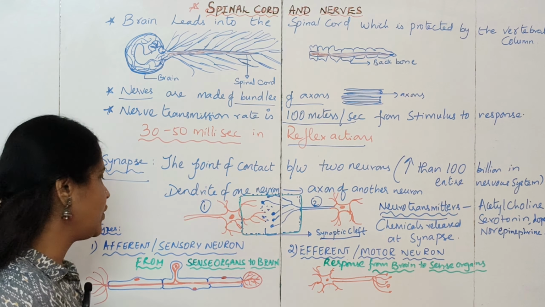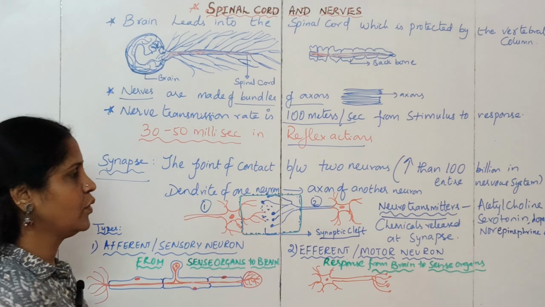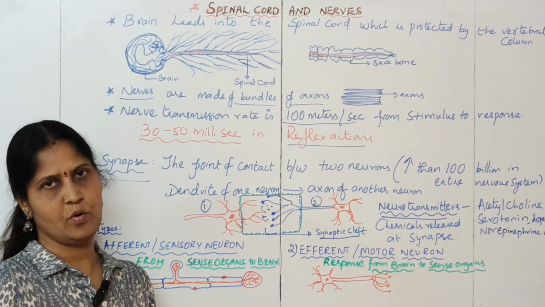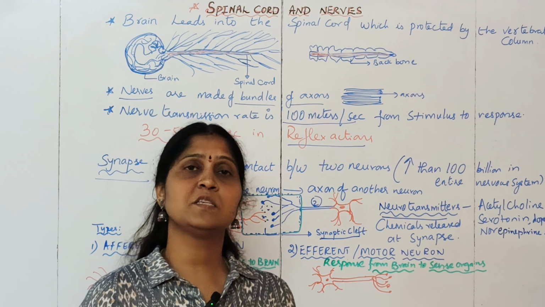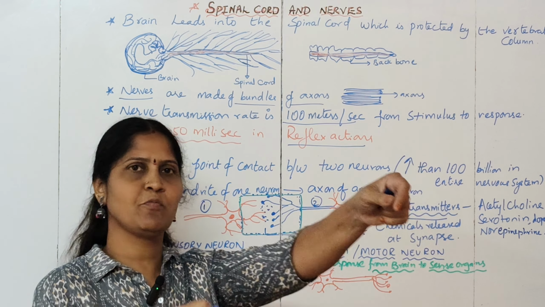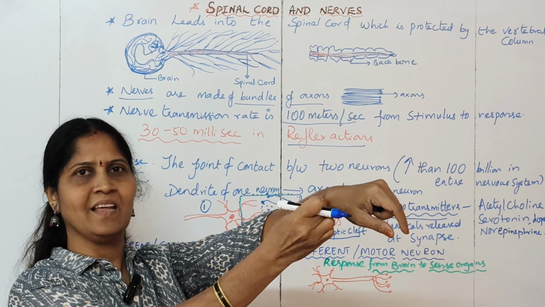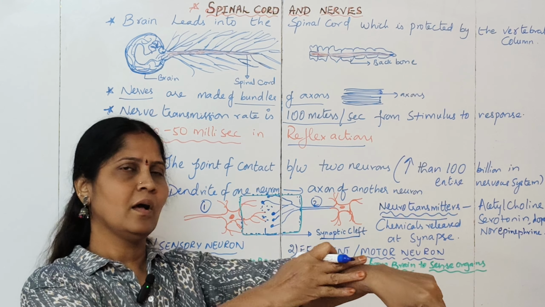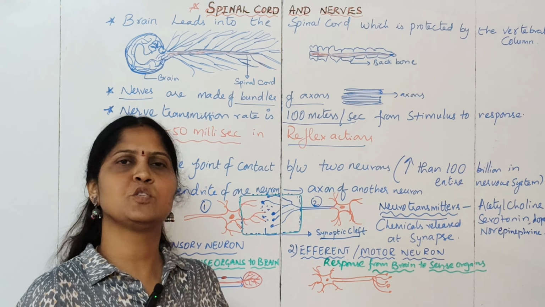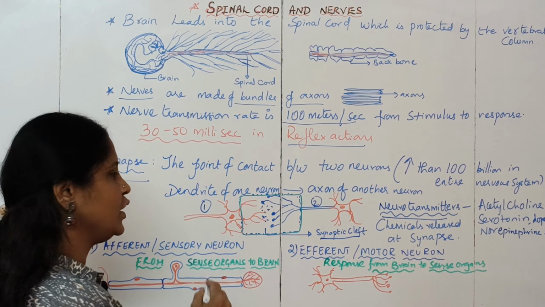We have two types of neurons: the afferent or the sensory neuron, and the efferent or the motor neuron. The afferent or the sensory neuron is the one which will take the stimulus to the brain. Suppose if my hand is there, I have pinched my hand like this. From here, the sensation has to go to brain. So the neurons which are taking the impulse to the brain are called the afferent neurons.